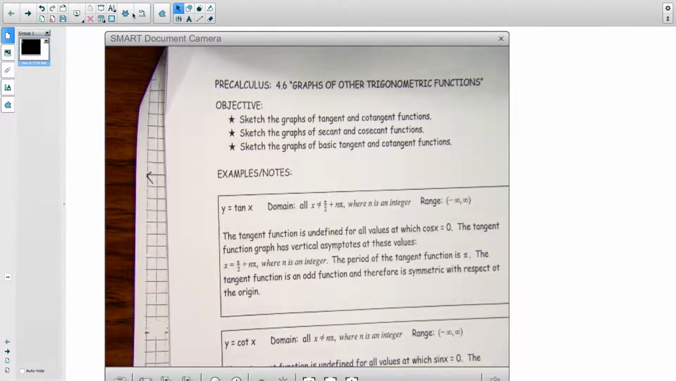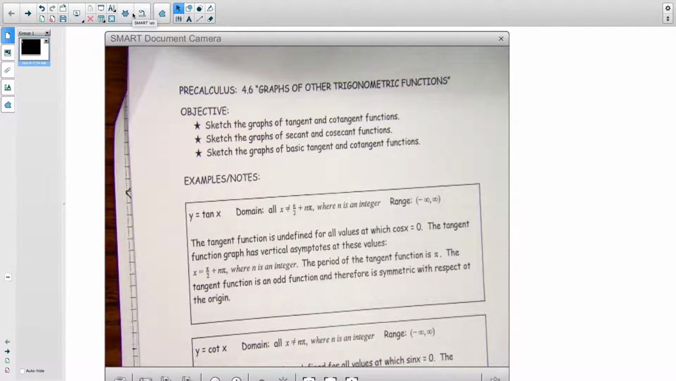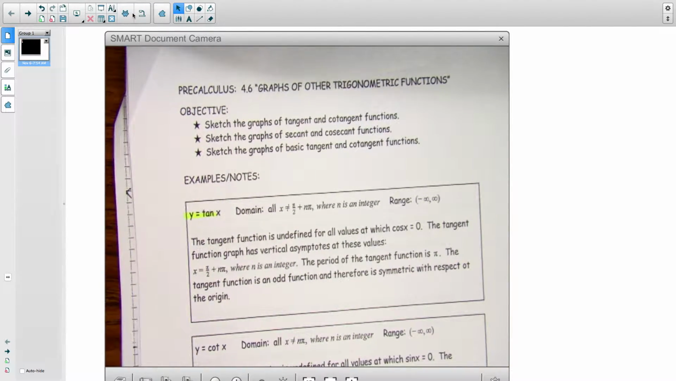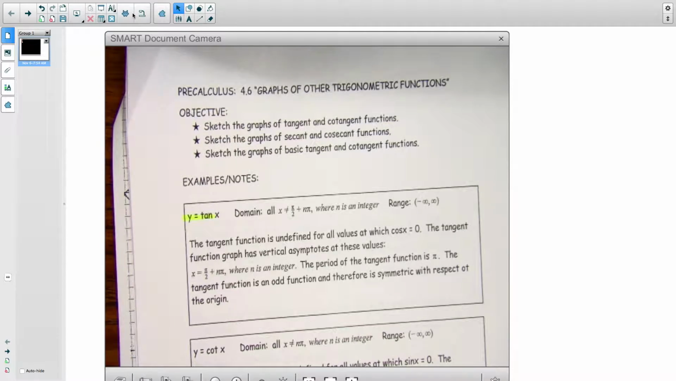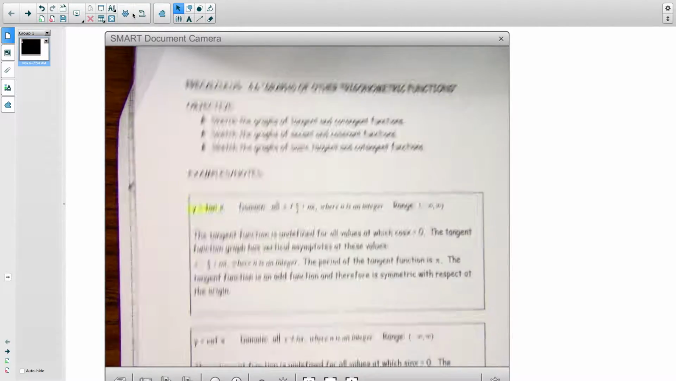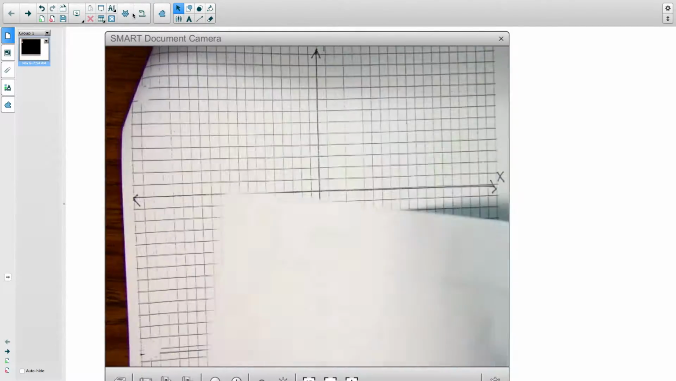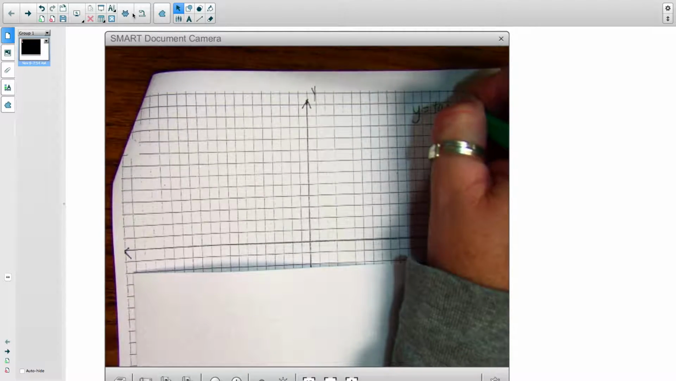All right. 4.5. Graphs of other trig functions. Y equals tangent. Here's the domain. Range is negative infinity to positive infinity. So let's look at a t-chart for the tangent. Let's flip it over on the back. Let's go y equals tangent of theta.